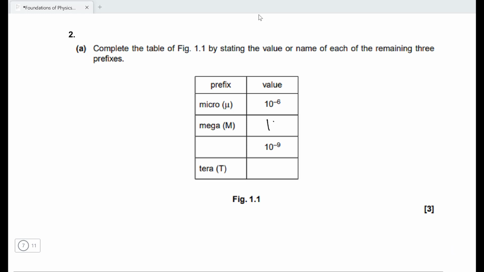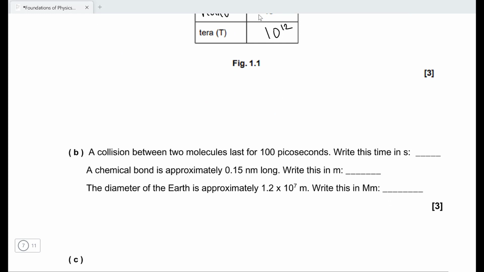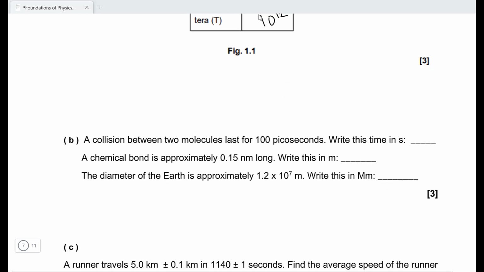Okay, next question. Complete the table by stating the value or name of each of the remaining three prefixes. Okay, so mega is 10 to the 6, 10 to the power of minus 9 is nano, and tera is 10 to the power of 12. Now let's use those for some calculations. Okay, so we have a collision between molecules that lasts for 100 picoseconds. Write this time in seconds. Now, because pico is 10 to the power of minus 12, this would mean that this is 100 times 10 to the power of minus 12, and this will be 10 to the power of minus 10 seconds.